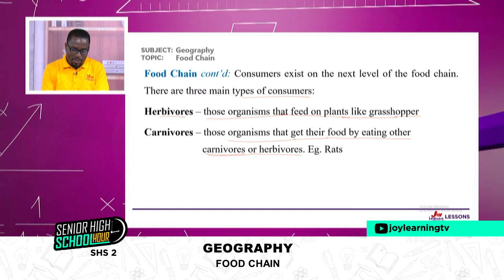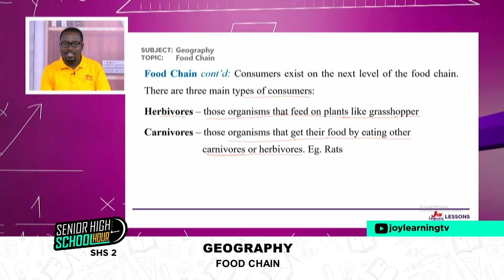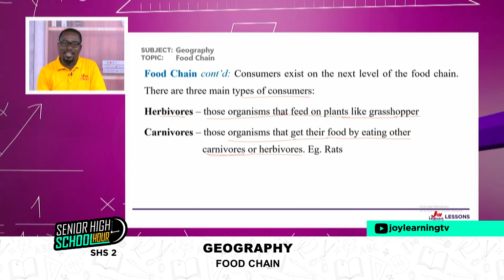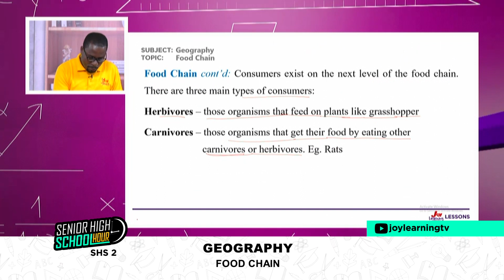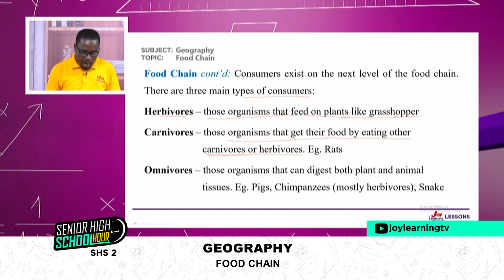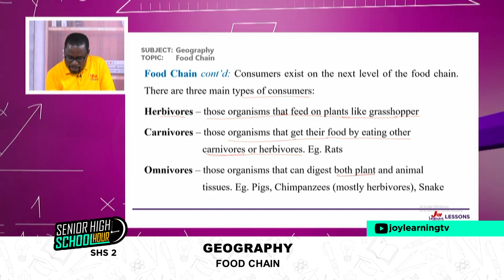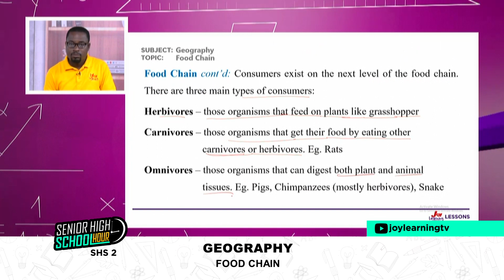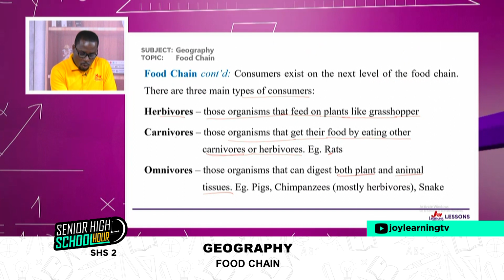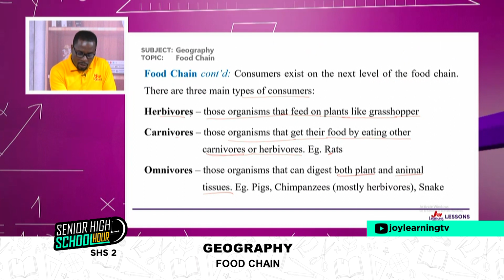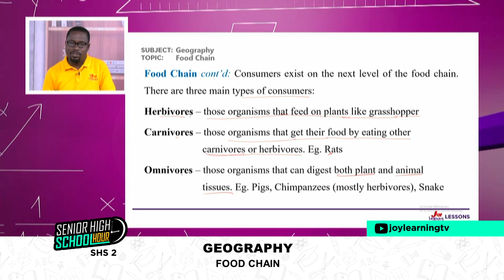Okay? So then it tells you that as we go to the next type of consumers, you get to know that the rat, in quotes, can also fall under that particular type of consumers. Is that okay? Good. So rat is an example of it. Now we have omnivores. And these are those organisms that can digest both plants and animal tissues. Okay, so this same rat can feed on its co-carnivores, can feed on herbivores, can feed on plants as well. So it can also fall under omnivores.